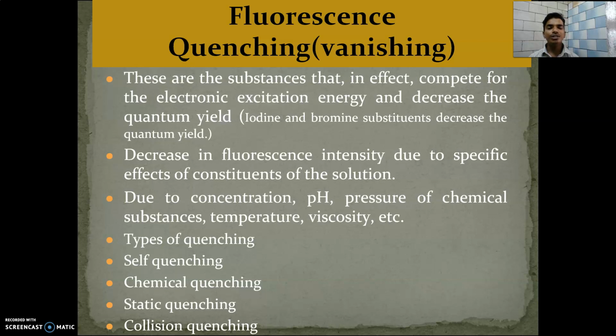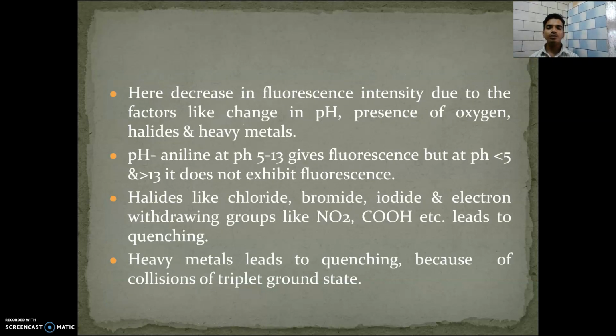So a decrease in the fluorescence intensity is due to the specific effect of a constituent of the solution, or due to the concentration, pH, pressure of a chemical substance, temperature, viscosity, etc. That may produce quenching. Types of quenching: self quenching, chemical quenching, static quenching, and collision quenching. So these are decreasing parameters of the fluorescence. Here the decrease in fluorescence intensity is due to factors like pH, presence of oxygen, halides and heavy metals.